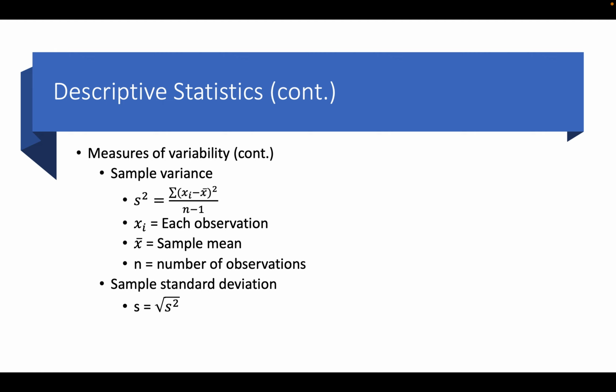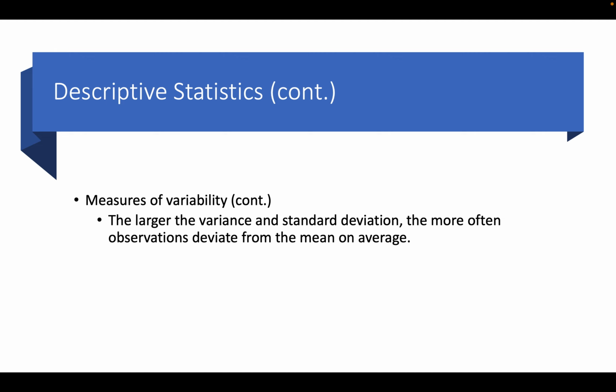The sample standard deviation is simply the square root of the variance. And the sample standard deviation is used quite a bit because it is a more intuitive type of measure of variation. The larger the variance and standard deviation, the more often observations deviate from the mean on average.